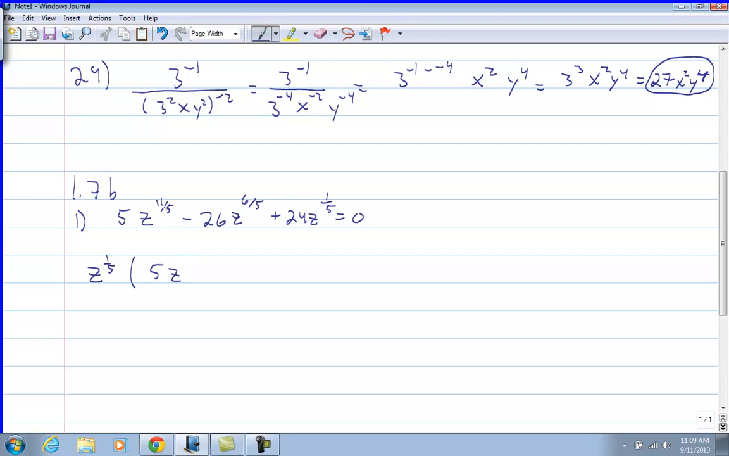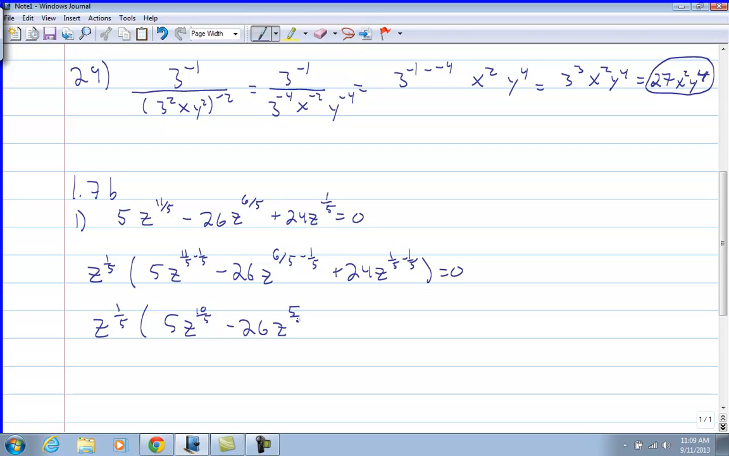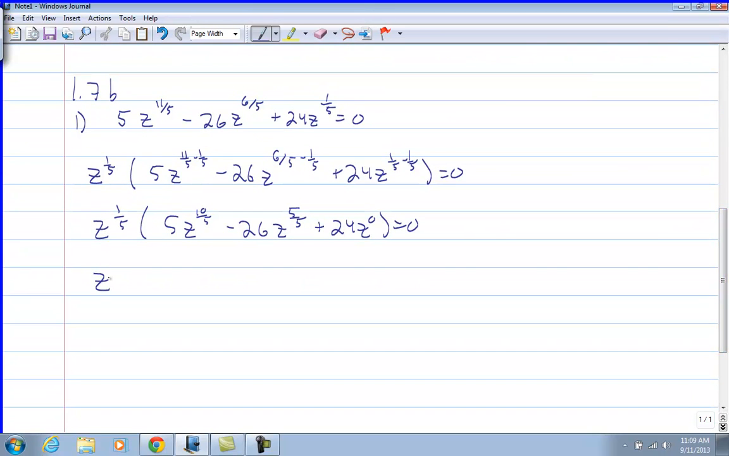we'd have 5z to the 11/5 minus 1/5, minus 26z to the 6/5 minus 1/5, plus 24z to the 1/5 minus 1/5. So I'm dividing it out, so I subtract those powers. So it's z to the 1/5 times 5z to the 11/5 minus 1/5 is 10/5, which is 2, minus 26z to the 6/5 minus 1/5 is 5/5, plus 24z to the 0 power equals 0. So z to the 1/5 times 5z squared minus 26z plus 24.